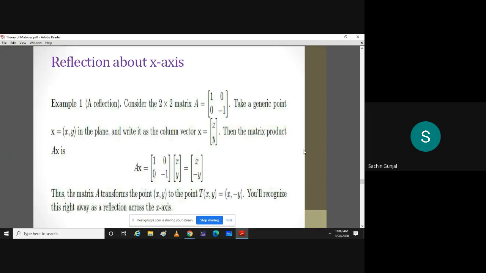Can you tell me the reflection matrix about the y-axis? If you have a vector (x, y), its reflection about the y-axis is (-x, y). That is the resulting vector. Can you tell me the corresponding matrix of reflection? Minus 1, 0, 0, 1.